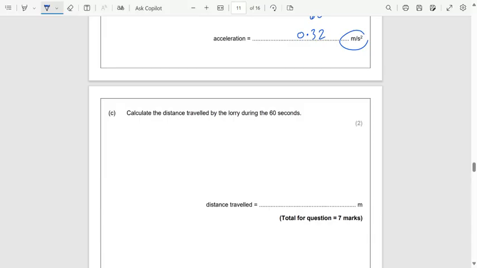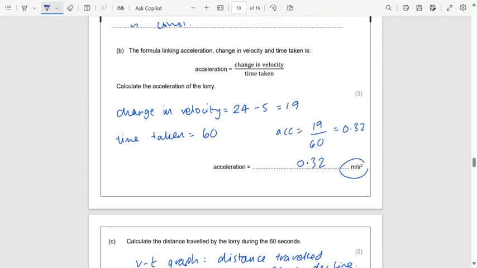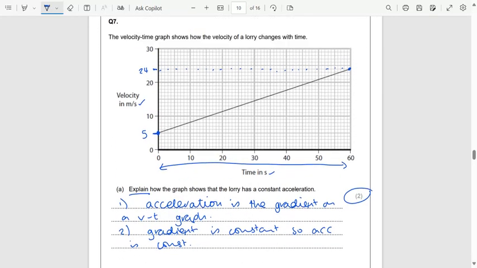Calculate the distance travelled by the lorry during the 60 seconds. Now, on a velocity time graph, the distance travelled is the area under the line. So I need to find the area under the line, which is all of this. Okay, so to find the area, I need to create a shape out of this, as if you're in a maths lesson and you need to calculate the area.